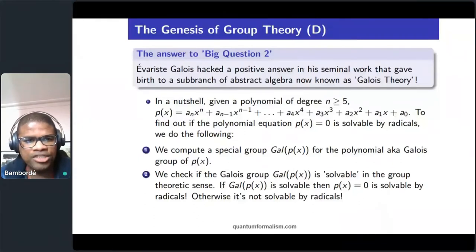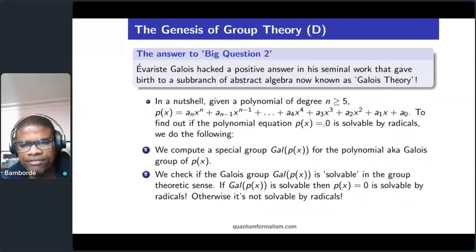Years later, another mathematician rediscovered his work, and then it was realized how important his work was to the field. This gave birth to what is now known, in his honor, as Galois theory. So in a nutshell, this is how it works. I give you an n degree polynomial, let's say of degree greater or equal to 5, right?